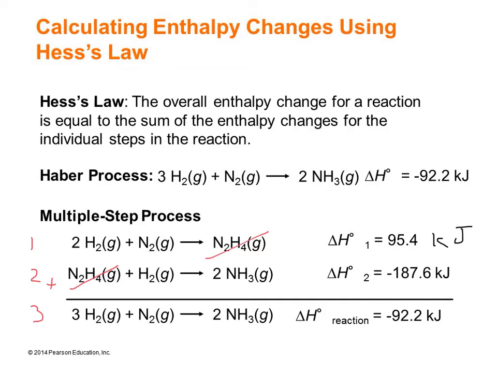Then, if I look at things, I have 2 moles of hydrogen here, 1 mole of hydrogen here. 1 plus 2 is 3, so I have 3 moles of hydrogen. I have 1 mole of nitrogen, and then I'm left with 2 moles of ammonia. So I can add these two reactions together to get a third reaction. Whenever I can do that, that means I can add their enthalpies together to get the enthalpy of my third reaction. So if I add the change in enthalpy of reaction 1 plus the change in enthalpy of reaction 2, I get the change in enthalpy of reaction 3.